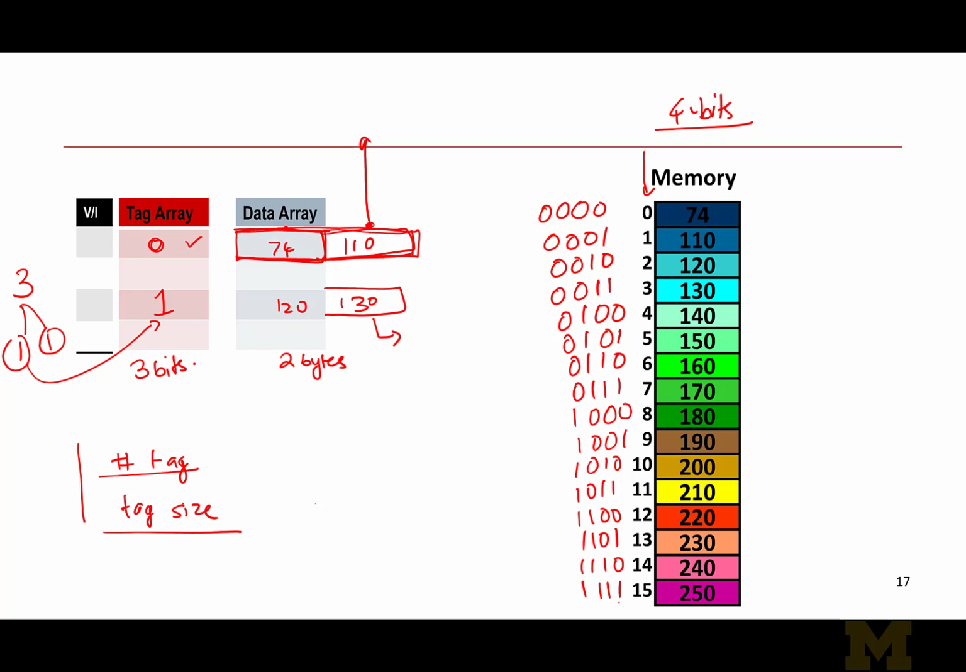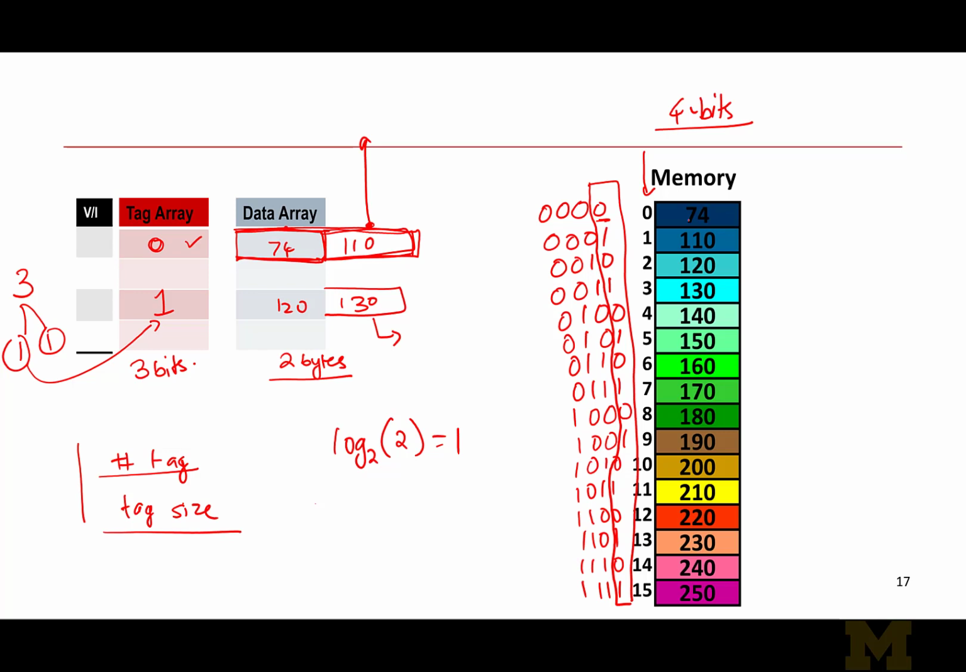And so how do I compute the tag and block offset? Well, we know that the block size is 2 bytes, so log to the base 2 of the block size is going to be 1. So I need 1 bit for the block offset. So I'm going to just divide this whole thing into 2 parts. That will give me the block offset.